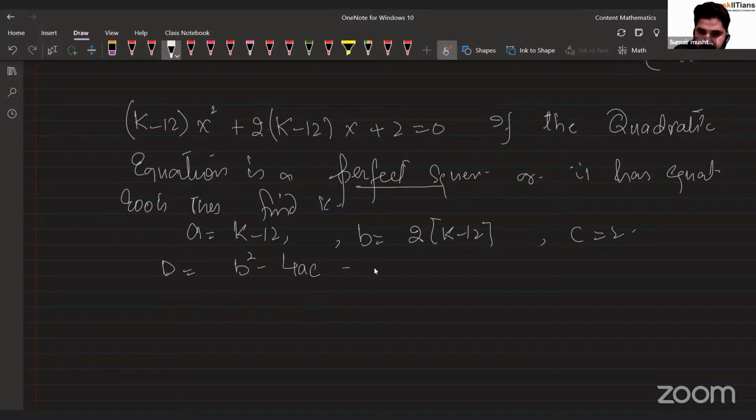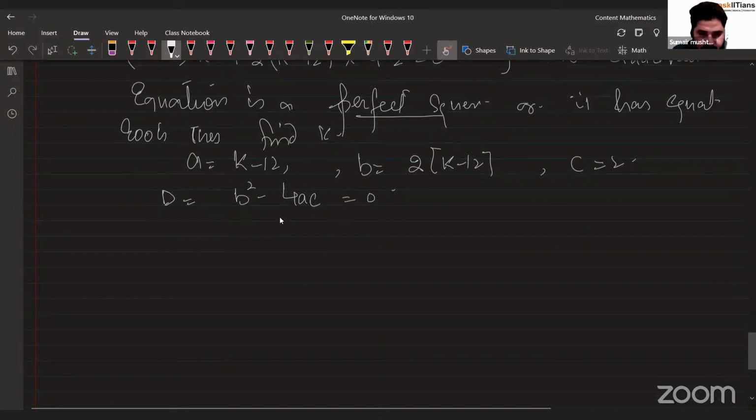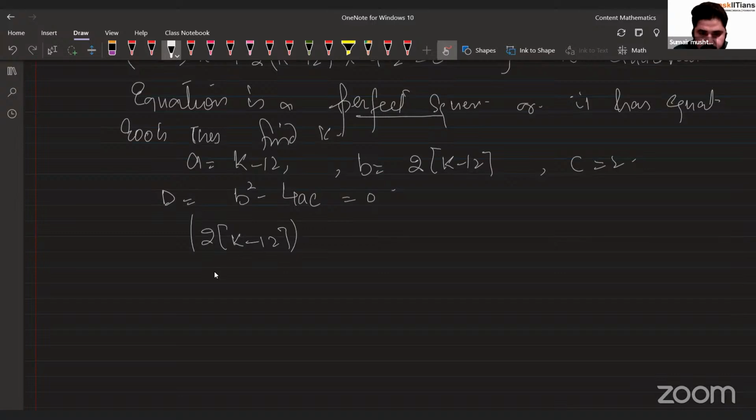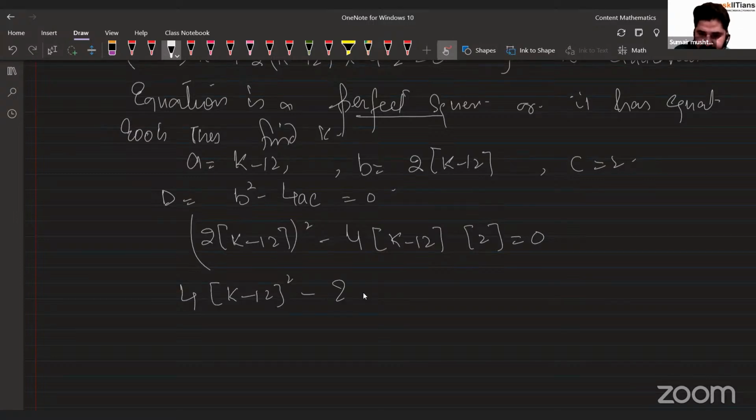D is equal to 0. Why equal to 0? Because the quadratic equation has equal roots. So this is 2 times k minus 12 whole square minus 4ac is equal to 0. So this will become 4 times k minus 12 whole square minus 8 times k minus 12 is equal to 0. Is it clear? Is it clear to all of you?